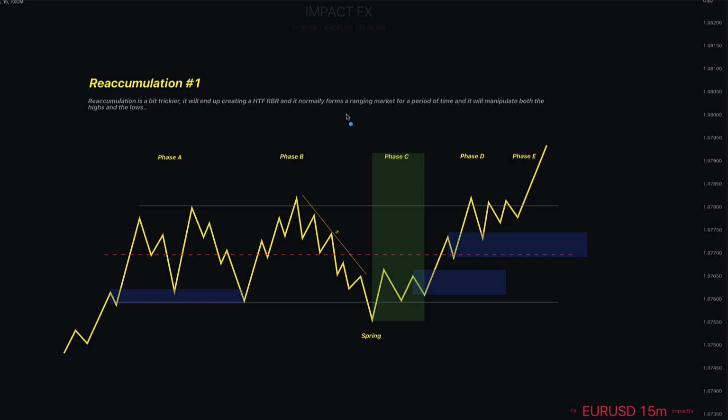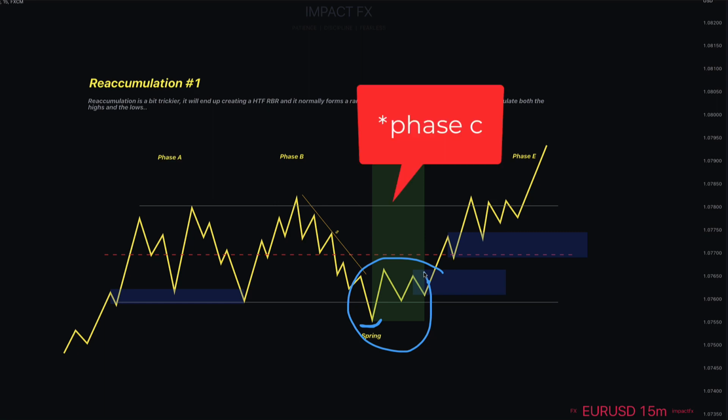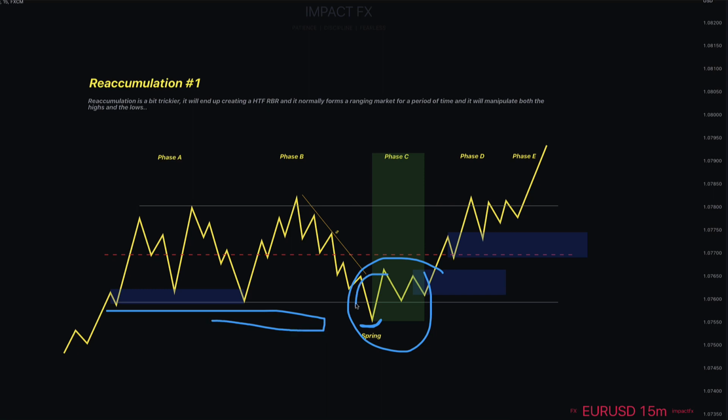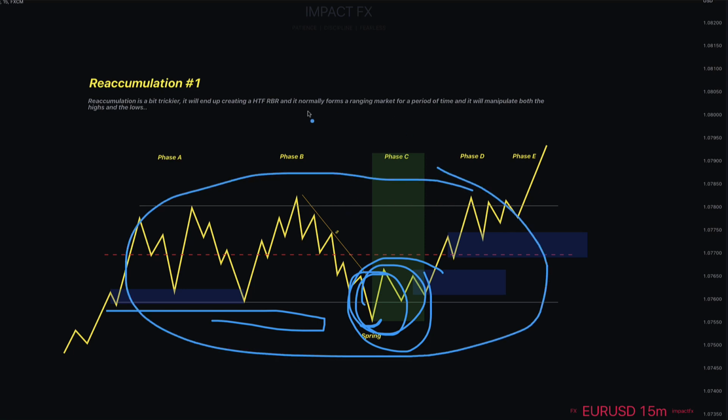So the one thing we're going to start to notice about reaccumulations, folks, is that we're going to start to see an overall range start to form. We're going to have an EQ, as you can see, an equilibrium, and we're going to start to create then some trend line liquidity. And then again, we'll have this spring, and inside of phase D starts to be another accumulation at demand. So inside of this zone here will actually accumulate orders for the overall bigger reaccumulation schematic.